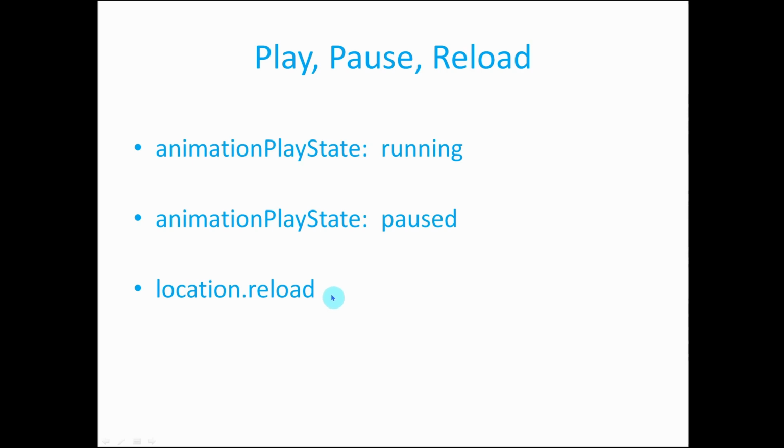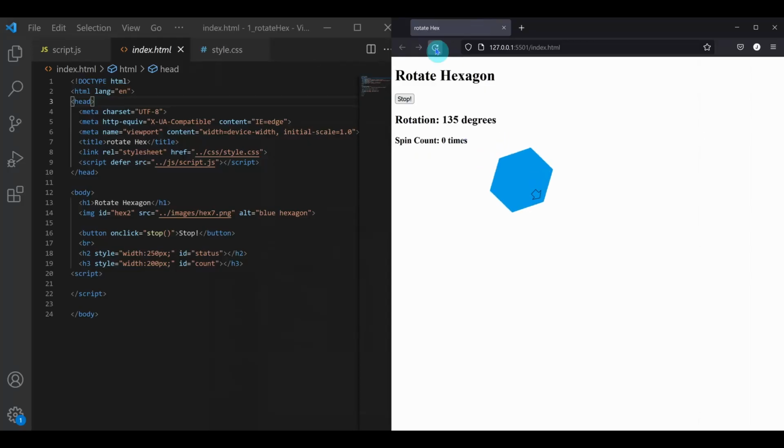So there are 5 examples. I may call them a code segment or an example, but anyway, let's start with code section 1. So in section 1, we have a hexagon with an arrow at the top. For orientation, at 0 degrees, the arrow is pointing due north. We have a stop button and a display of rotation degrees and spin count.